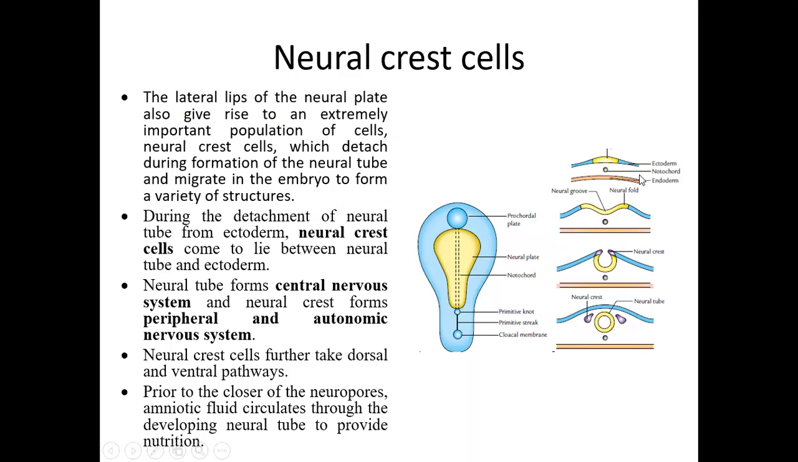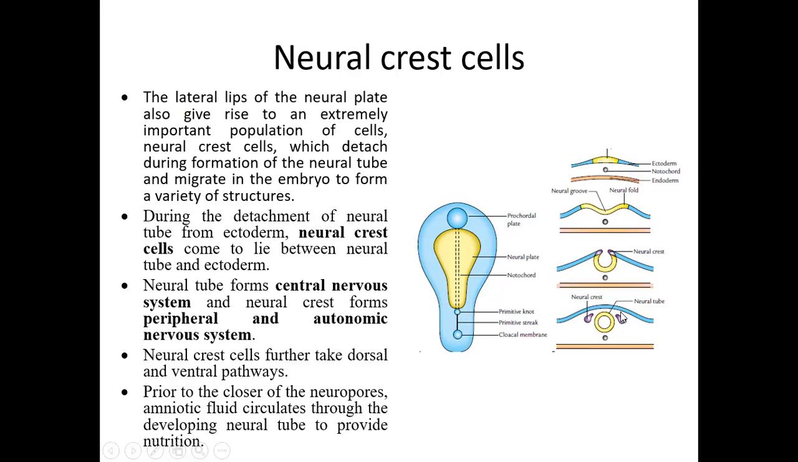Now, what are the neural crest cells? So this is the neural plate. You can understand this diagram. This is the notochord. Now the neural plate has been formed. Now over here, the neural groove is forming. These are the two lateral ends. So the lateral lips of the neural plate give rise to an extremely important population of cells, which are known as neural crest cells, which will detach during the formation of the neural tube and they will migrate in the embryo to form a variety of structures.